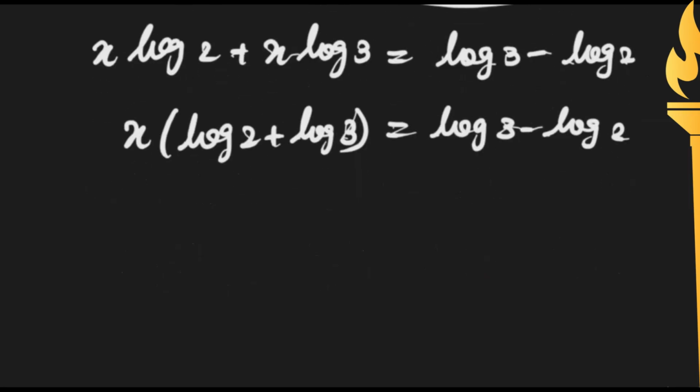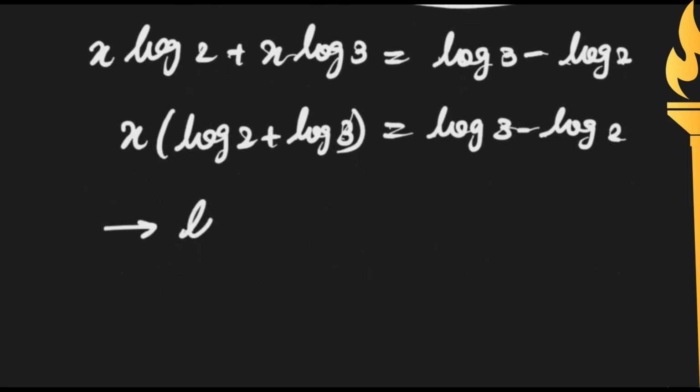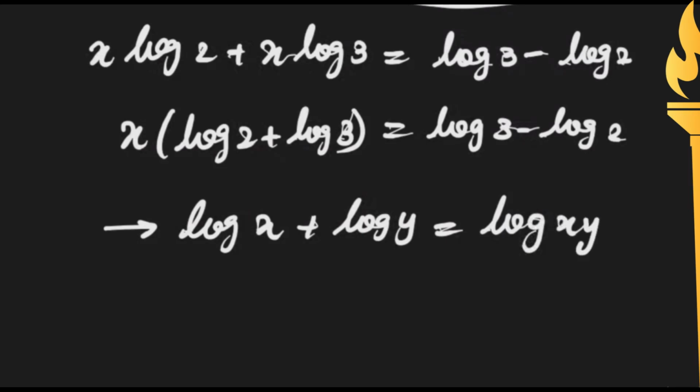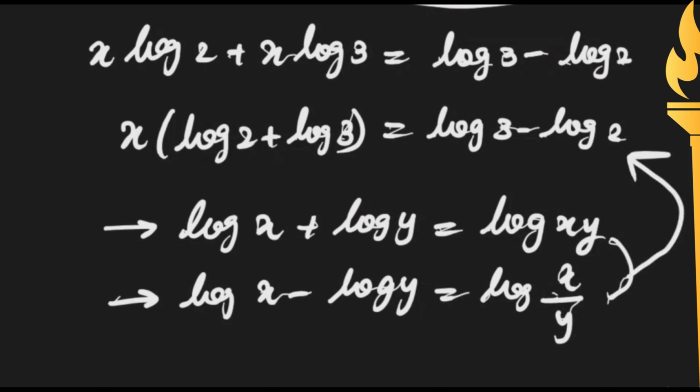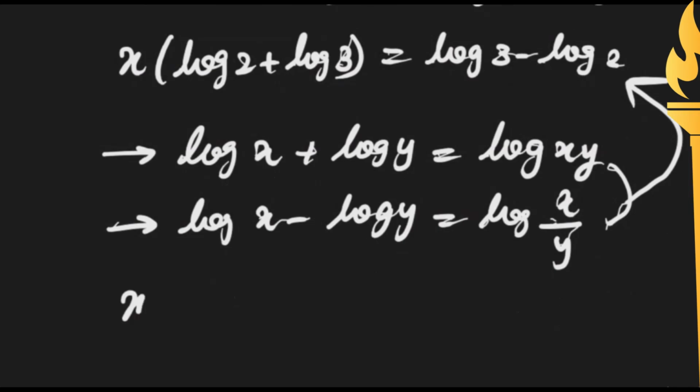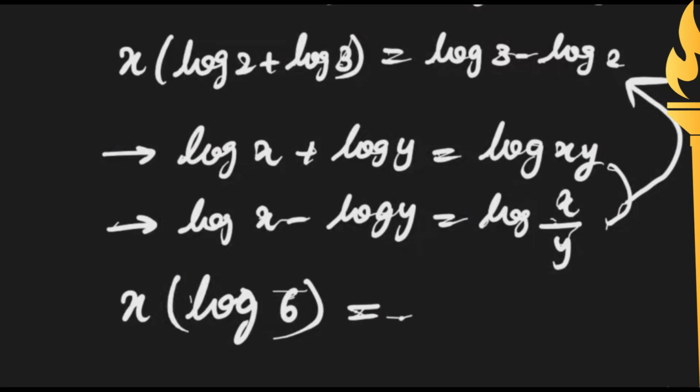We have two properties of logarithms here which say log x plus log y is equal to log x into y, and the next one is log x minus log y is log of x by y. If we apply both these properties in the above equation, we would get x into log 6 is equal to log 3 by 2.